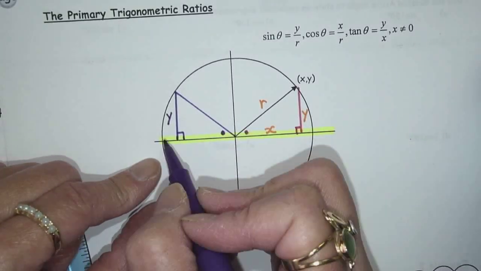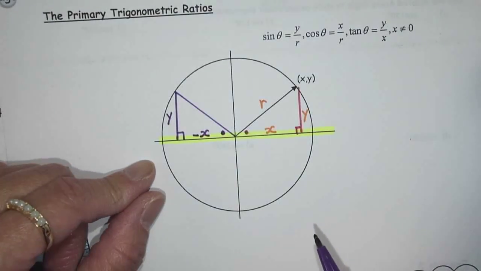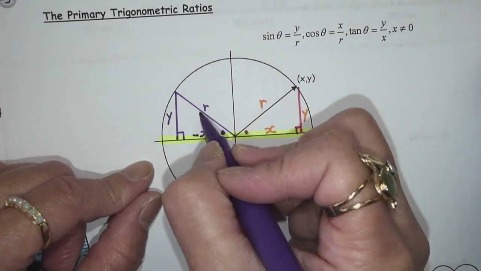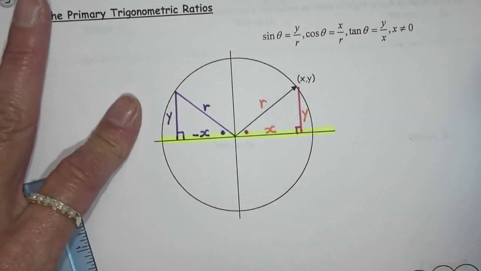Because it's heading left, this would be negative x along the base here. Does that make sense? It's negative x. Okay, and my r will always be positive. My r will always be positive. So then that will get me certain ratios here.